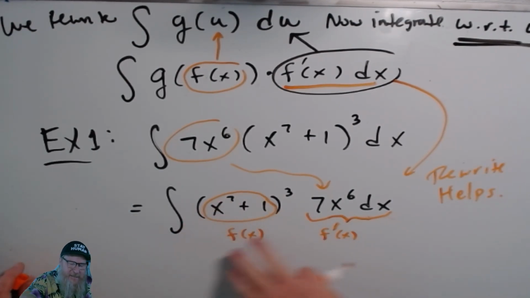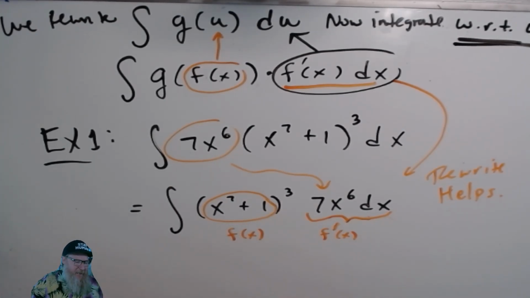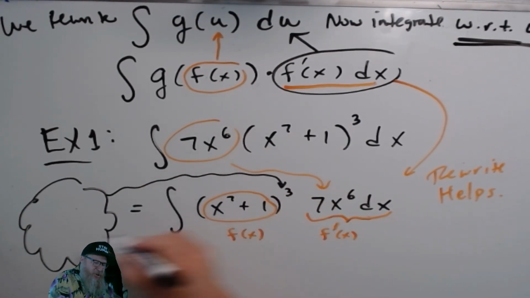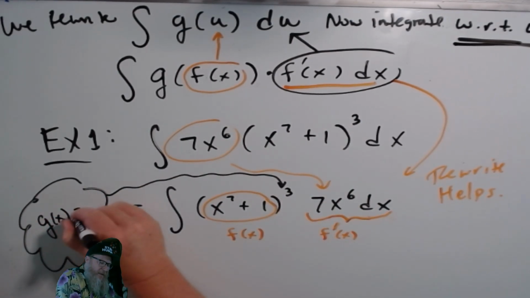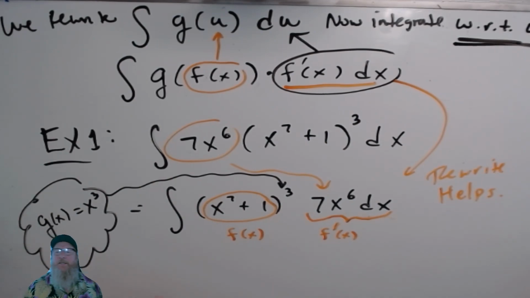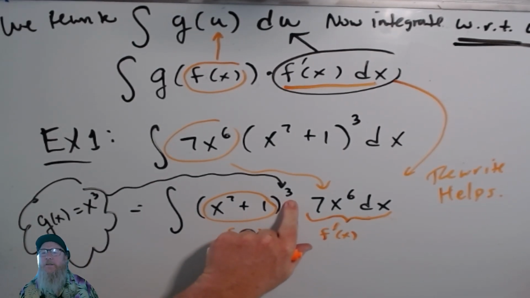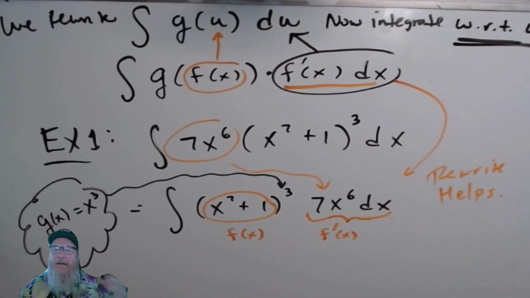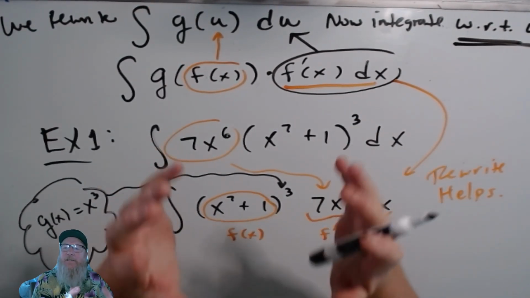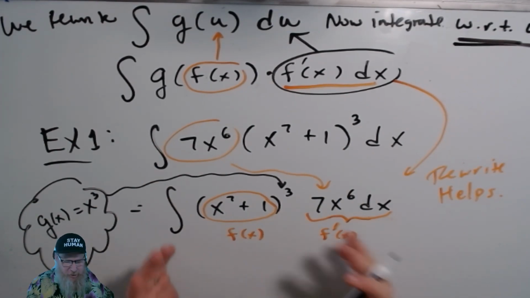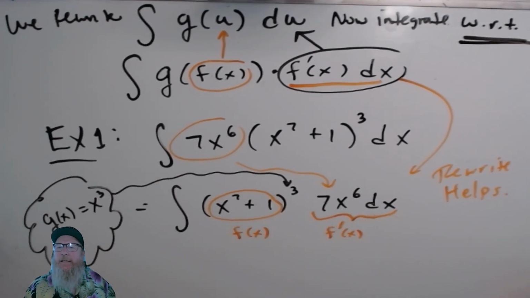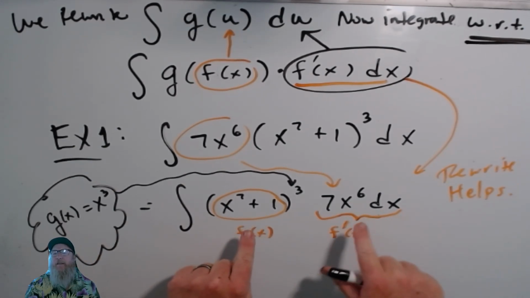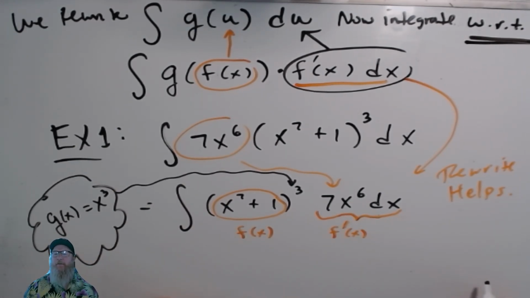You don't actually see the g of x, so maybe I'll just put a little cloud here. The g of x is the cubic. You see the power is cubed, but you don't see an actual function called g. You just have to imagine that there is this, we call it the outer function. The outer function is g. The inner function is the f, and then its derivative off to the side.